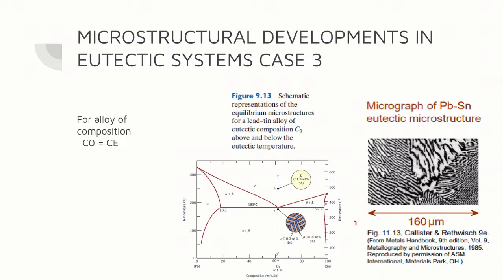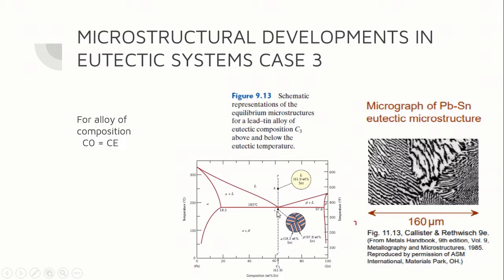So case 3 is on the 61.9 weight percentage. As you can see, the top region is the liquid. It's only liquid phase, and if we cool down just below the eutectic point or eutectic temperature, we have a transformation from liquid to alpha and beta phase. So we don't have any liquid.